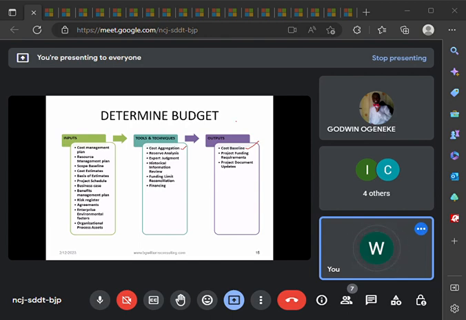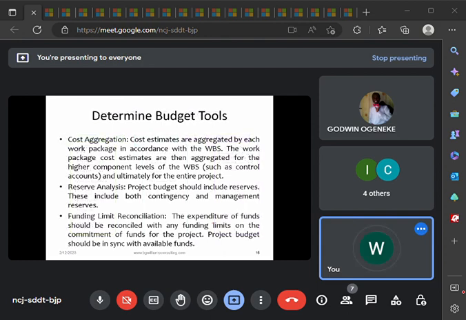All right. Then under determine budget, what else again do we want to achieve? The project funding requirements. How is the fund going to come about? Is it going to come as, we're going to call it in tranches, after we complete phase by phase? How is the fund going to come in? So all these are what you also look out for when you are determining your budget.